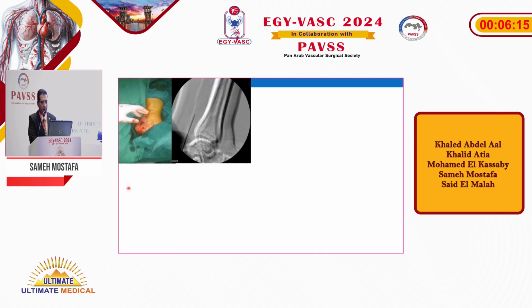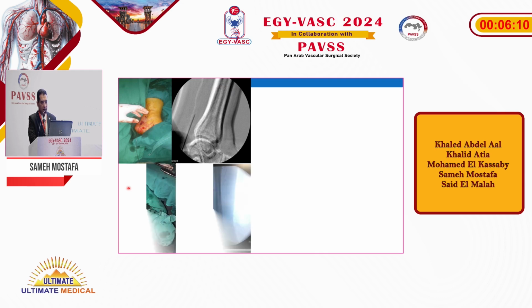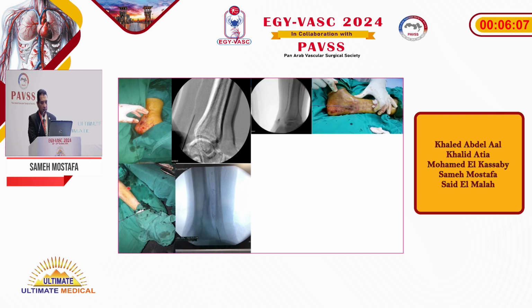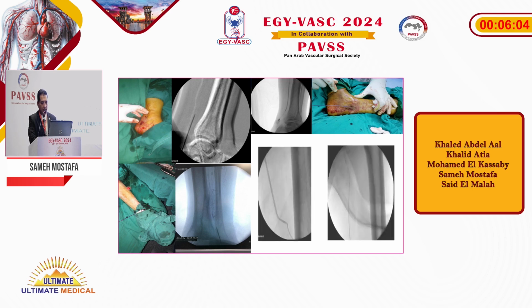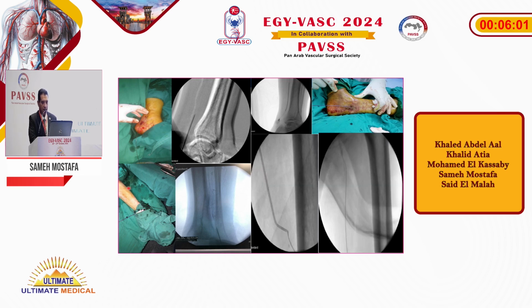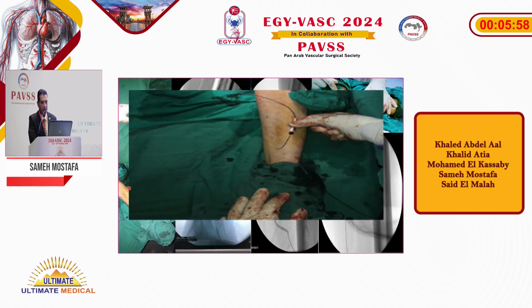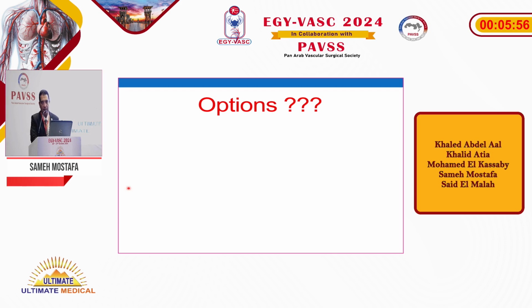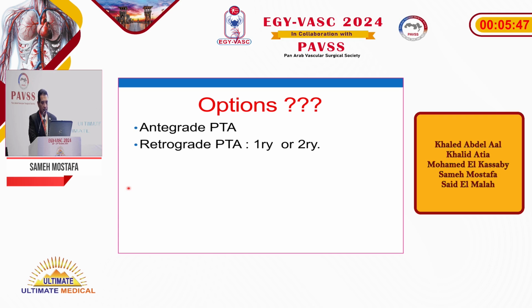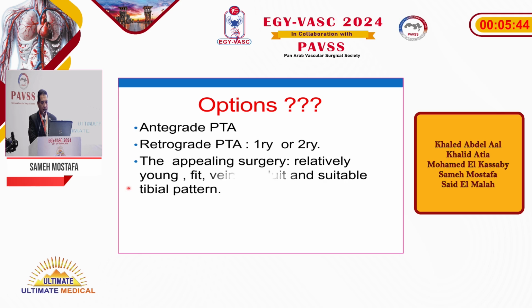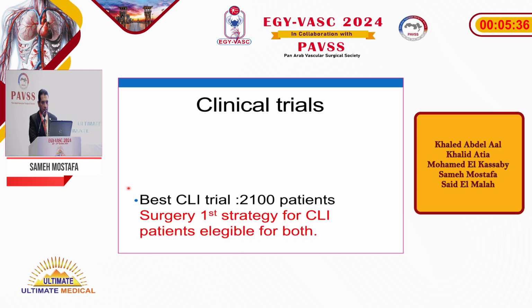Sometimes we cannot go from above, so we cannulate the arteries at the ankle, like the posterior tibial artery or anterior tibial artery, going through a tiny sheath or sheathless. After that, we snare or engage the wire through an angled catheter, cross the lesion, and then complete the mission from the femoral access. So the options here are either antegrade angioplasty, retrograde angioplasty, either primarily or secondarily, and bypass surgery when we have a relatively young, fit patient with a vein conduit and suitable tibial pattern, as we said before.